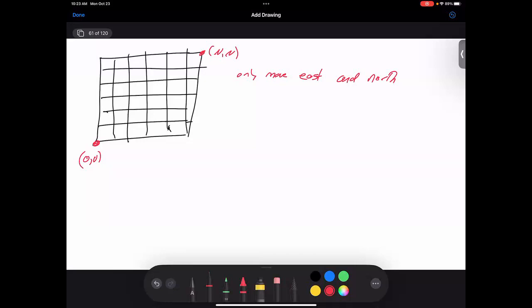How many east steps do I need? It's 5, but in general, I would need n. And how many north steps? Also n. So the number of valid paths is what? So how many valid paths do I have where I start at the bottom left and end at the top right?